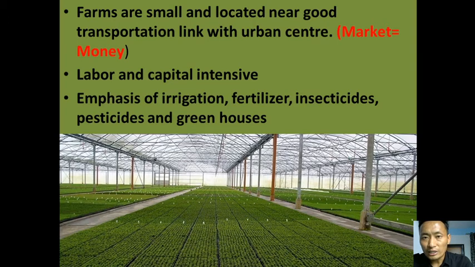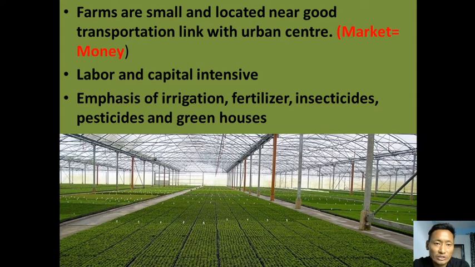And they are located very close to a very good transportation link, because they need to sell and transport these products, such as fruit, flowers and vegetables, to urban people. Because of that they are located very close to the urban centers, along with a very good transportation link, mostly roadways.